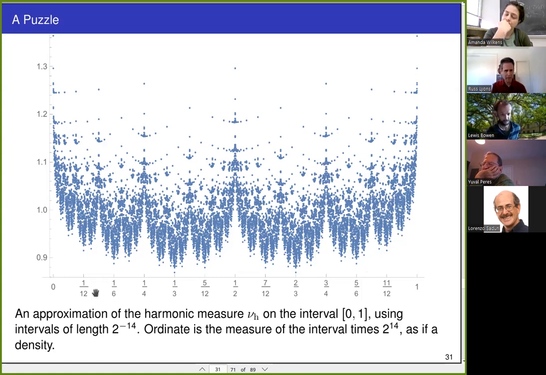But notice the way that I have put the tick marks on the bottom, they're multiples of 1/12. That's because there's something else interesting happening. Where are the biggest dots and where are the smallest dots? Does anyone see the pattern?